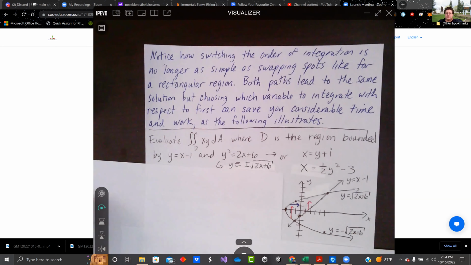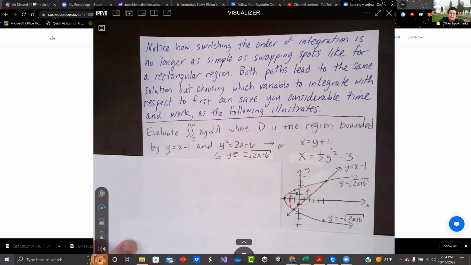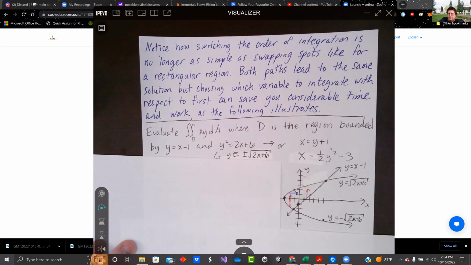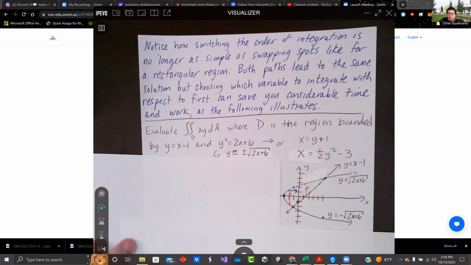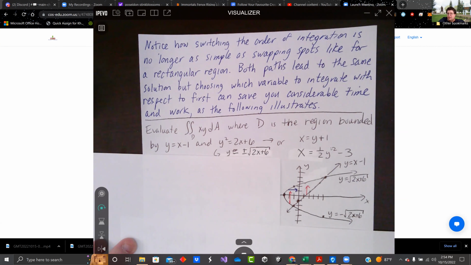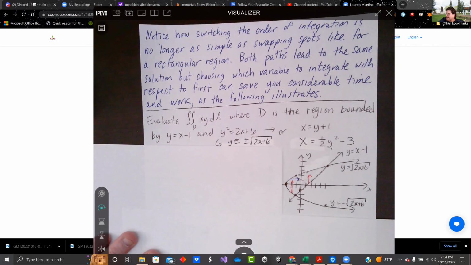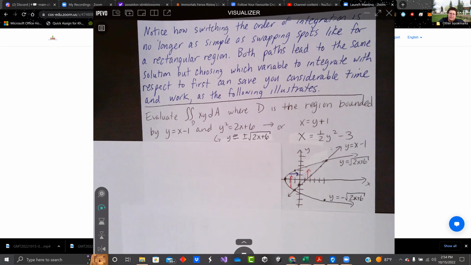I wanted to point out, notice how switching the order of integration is no longer as simple as swapping spots, like for a rectangular region. In the last section, we were able to just change the order. Now we have to rethink the lines. Most of the time we have it listed in terms of one variable, like here, y. But if we want to switch to x, we need to see what it's going to look like in x as well. They will lead to the same solution, but choosing which variable to integrate with respect to first can actually save you a lot of time. As the last one showed you, we would have done 3 integrals. Let's take a look at this one.